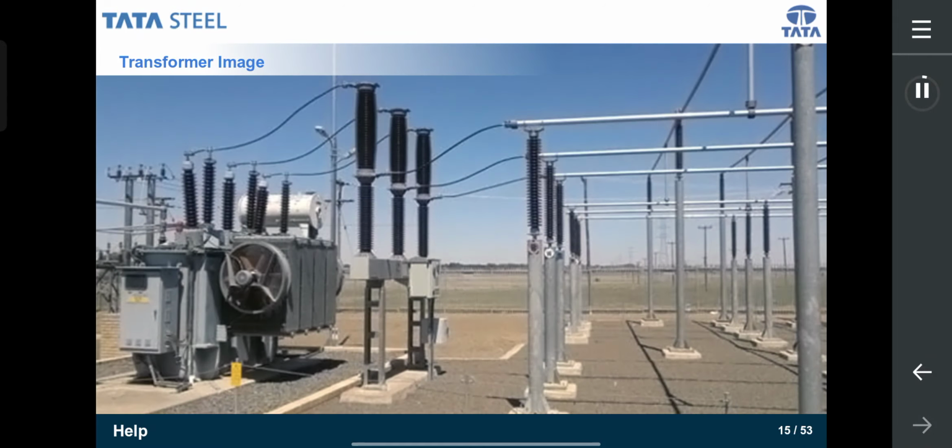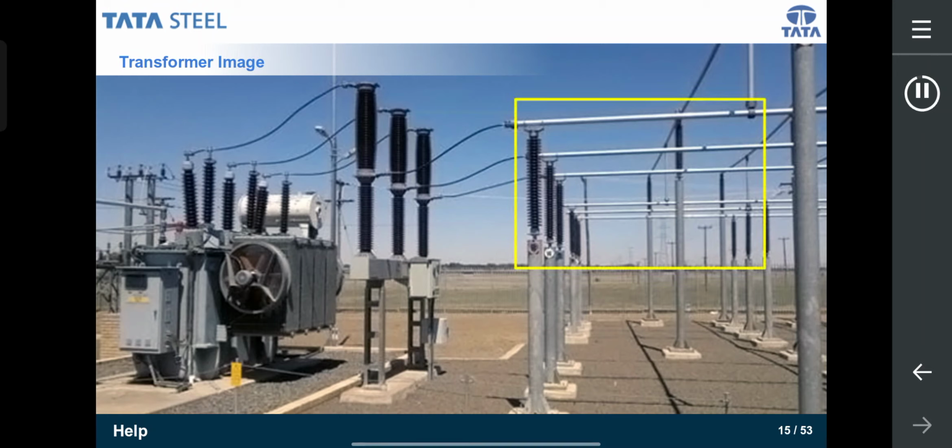This is the image of a transformer from a yard. The box that is present on the left side is the transformer. These are the bushings, the conductors from which are connected to the circuit breakers. We can see the three circuit breakers for the three phases, that is R, Y and B. These are further connected to the isolators.